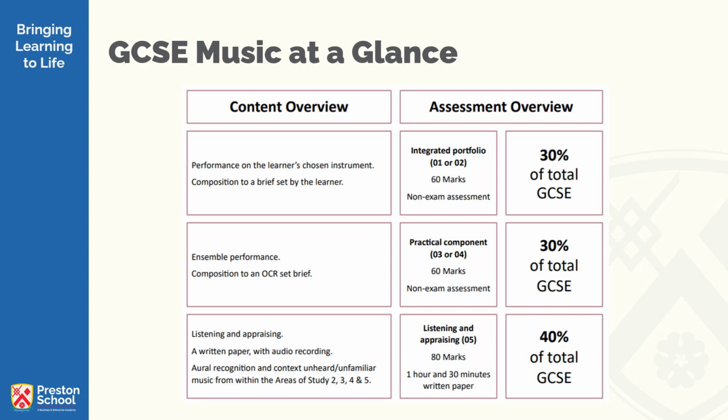So here is the course overview. On the left-hand side, the left-hand column there, that's everything that your young person needs to do to get a full GCSE in music. The first two boxes where it says performance on the learner's chosen instrument, that is the solo performance. So the young person playing the music by themselves or with a backing or with a live accompaniment. And the composition to a brief set by the learner, that is the Year 10 composition. Some young people in our year group are currently still handing in that at the moment, but hopefully that is going to be handed in really soon.